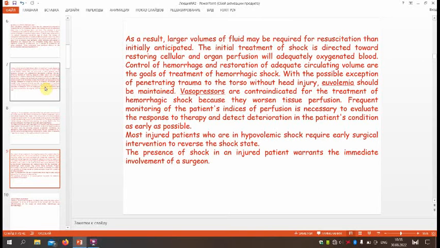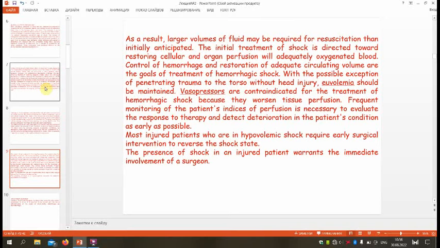With the possible exception of penetrating trauma to the torso without head injury, normovolemia should be maintained. Vasopressors are contraindicated for the treatment of hemorrhagic shock because they worsen tissue perfusion. Frequent monitoring of the patient's indices of perfusion is necessary to evaluate the response to therapy and detect deterioration in the patient's condition as early as possible.